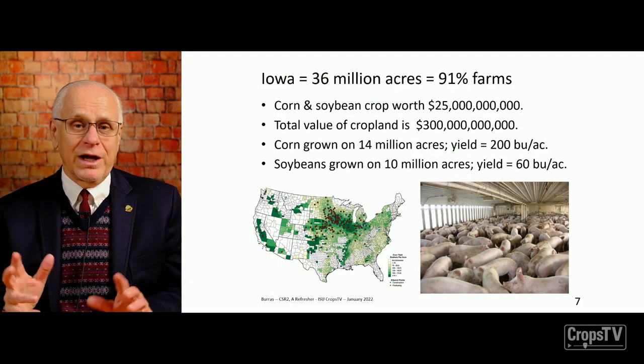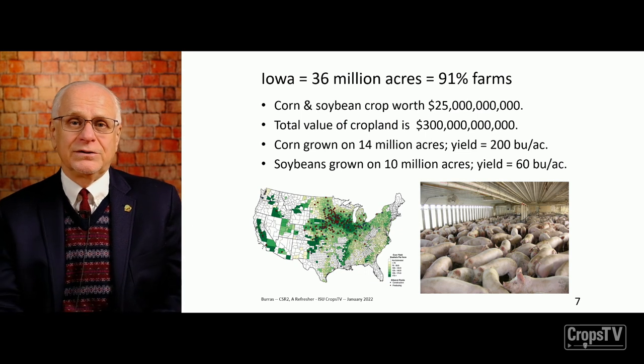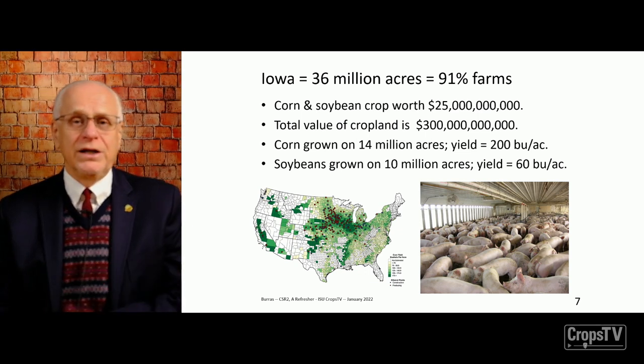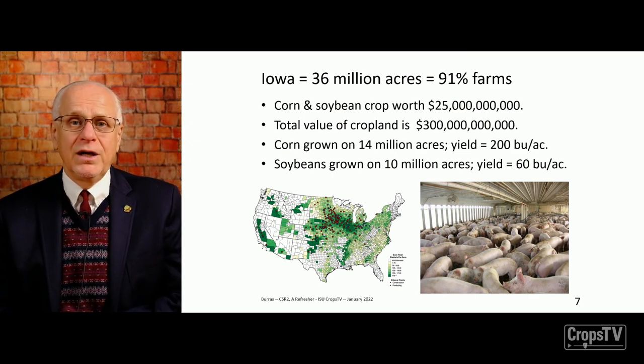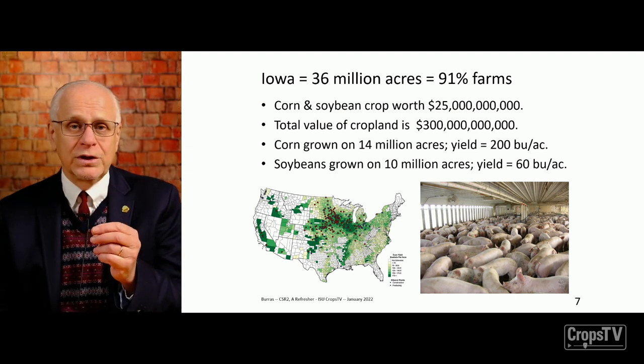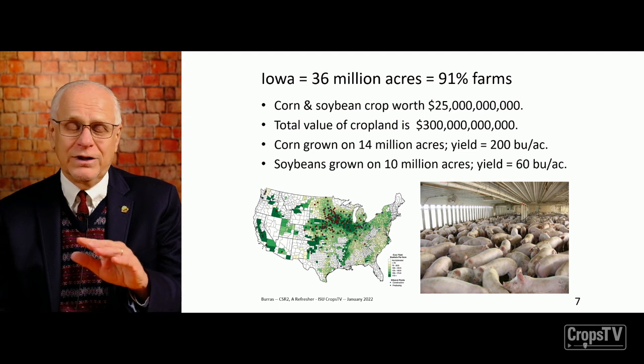More specifically in Iowa, when I think of our state, Iowa is 36 million acres, so 56,000 square miles, but since this is an agronomic presentation, 36 million acres, and it's 91% farms. To say it a little bit differently, whenever I think about Iowa, what I always think of is we are the most privately owned state in the United States. Percentage-wise, we don't have public lands. Percentage-wise, we don't have wild lands. We don't have rivers. We don't have anything.